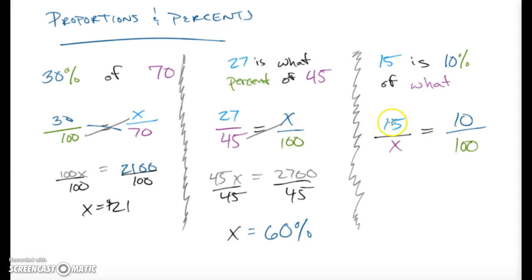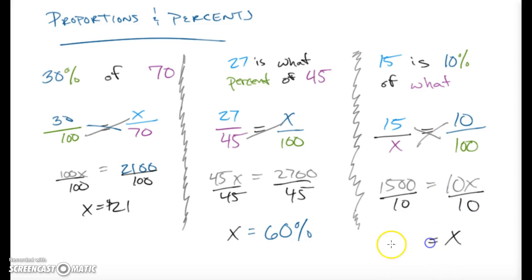All right, so 15 times 100, I'm going to cross multiply, gives me 1500, and that is equal to 10x. I'm going to divide both sides by 10, and x is equal to 150. So your YouTube video made 150 bucks. You got 10% of that. So that means you got $15. So this is how you use proportions to solve problems involving percents.